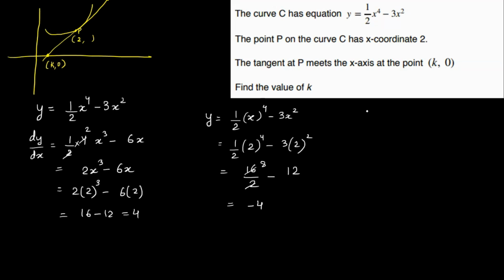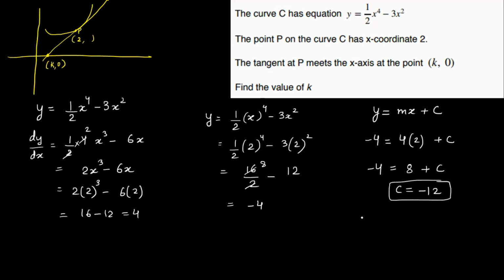Now let's find the equation of the tangent, which is y equals mx plus c. The y coordinate is minus 4, the slope we got is 4, and the x coordinate of P is 2, plus c. So minus 4 is equal to 8 plus c, and c is equal to minus 12. So the equation of the tangent is y equals 4x minus 12.